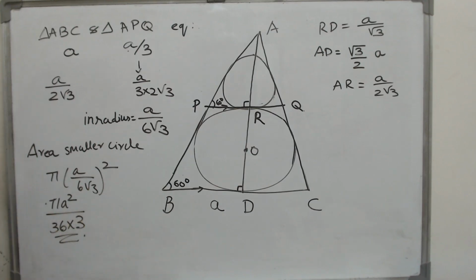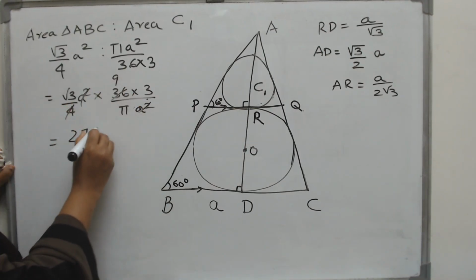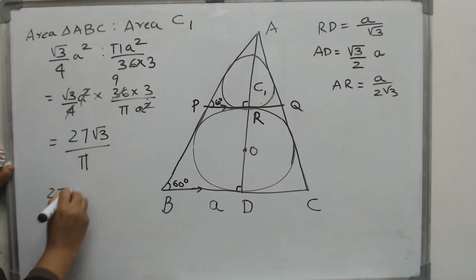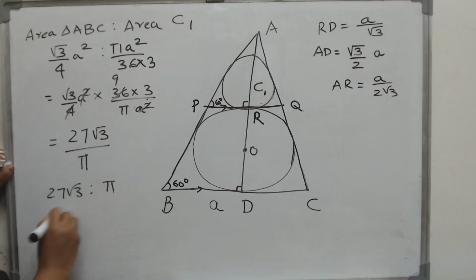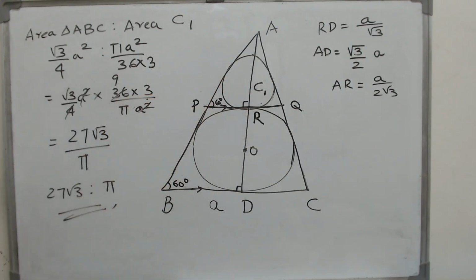Now let's find the ratio. So the ratio we are looking for is this. This is the ratio of the area of the triangle to the area of the smaller circle.